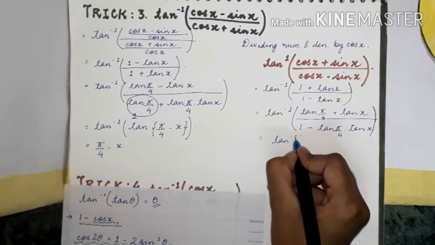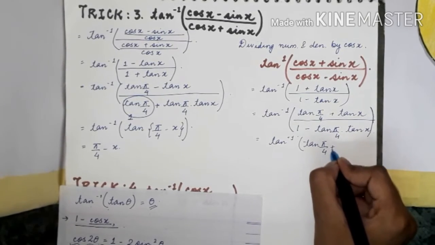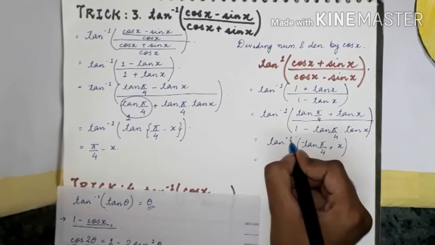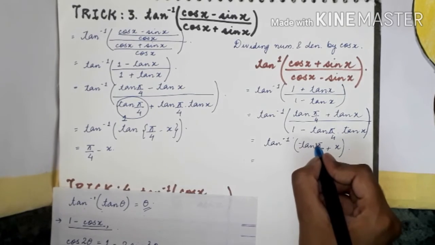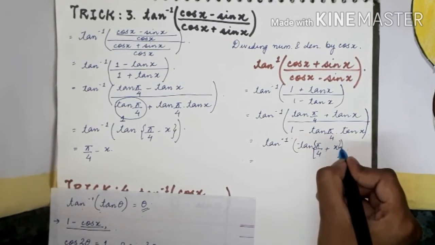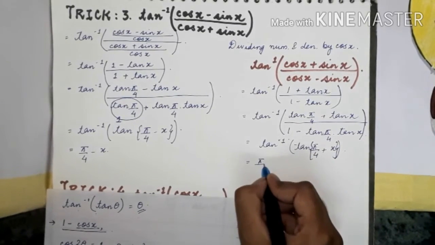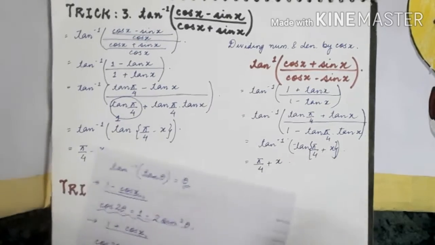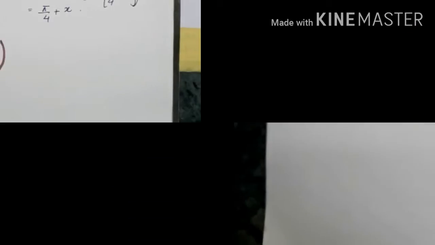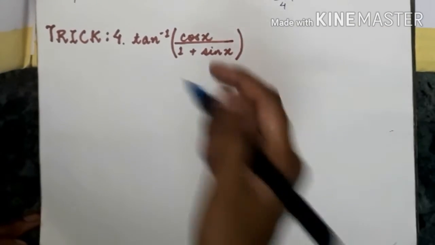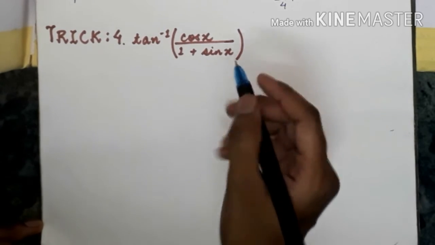So you will get here tan inverse tan pi by 4 plus x, property of tan x plus y. Then also tan inverse, it is the entire angle. Don't get confused in it. It is tan inverse tan theta. So it is theta. This is the angle, whole angle, tan x plus y. Now let's take up the last one, which is this, tan inverse cos x upon 1 plus sin x.